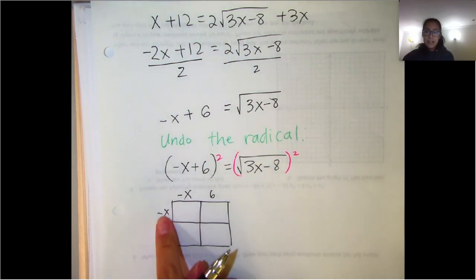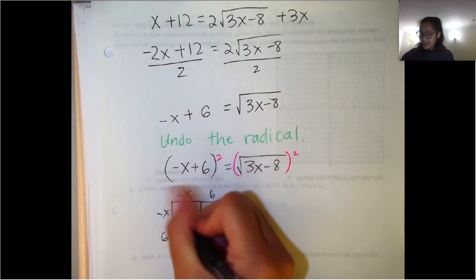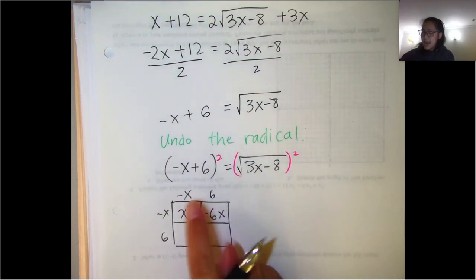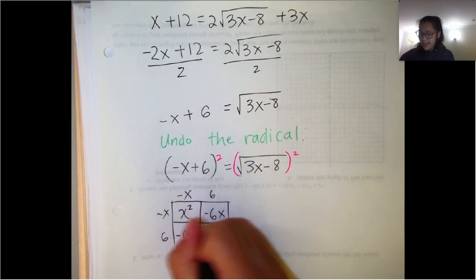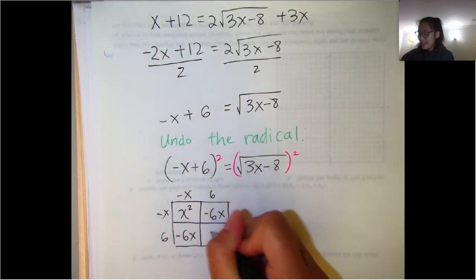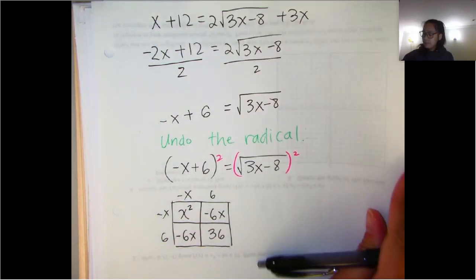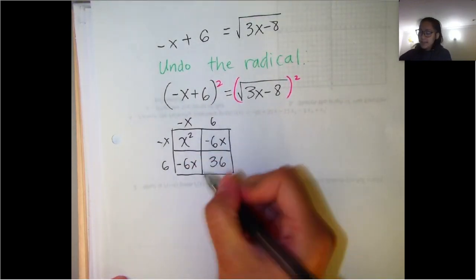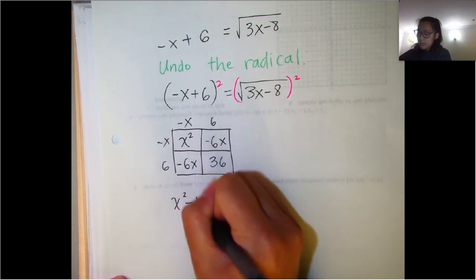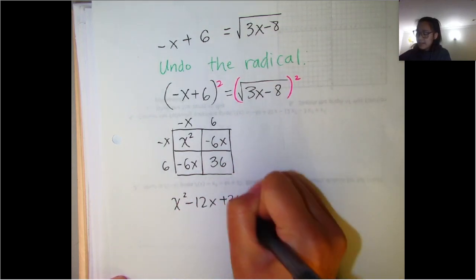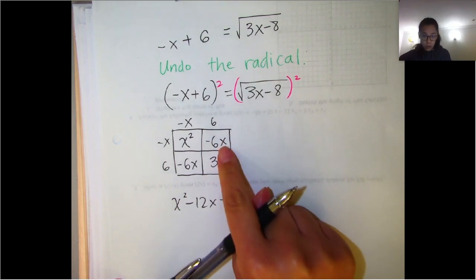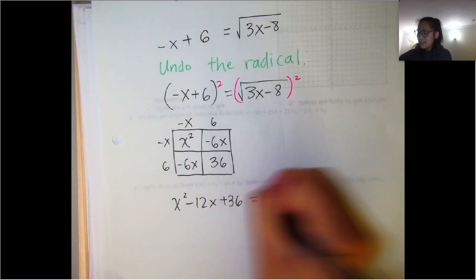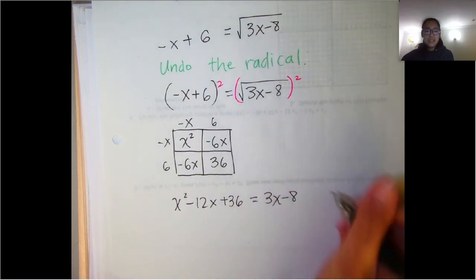Okay, so we multiply this out, negative x times negative x, that's x squared. Negative x times 6, that's negative 6x. Negative x times 6, that's still negative 6x. And 6 times 6 is 36. So we'll go ahead and add this up. You have x squared minus 12x plus 36. Of course, because there's two negative 6x's, that's going to make negative 12x. And then equals 3x minus 8.